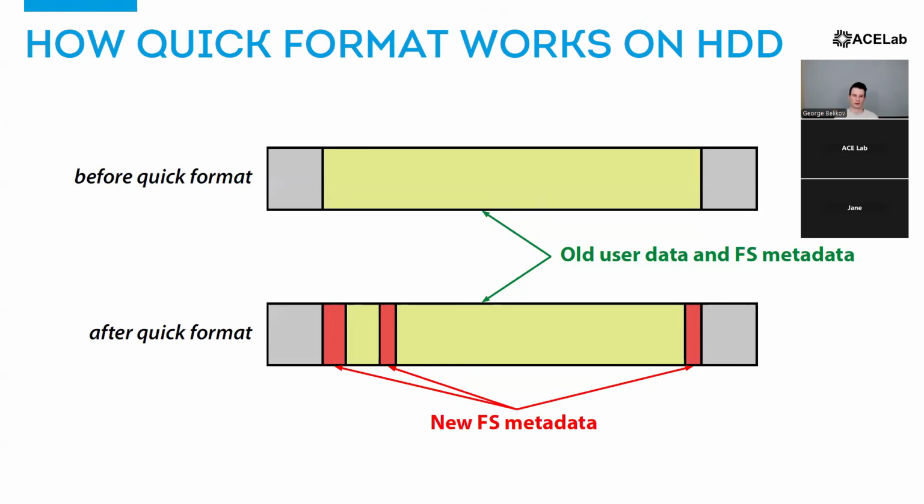So let's imagine that your drive was filled with data, and the amount of data on this drive was very high. Before quick format, we can see that this green part of our capacity is taken by the old user data and file system metadata. So it's all good, but then you accidentally quick format your drive. What is actually happening in the background? The Windows operating system will just write new file system metadata in some positions inside your drive, but you can see that most of your old data, a very high percentage, will still remain on the drive.